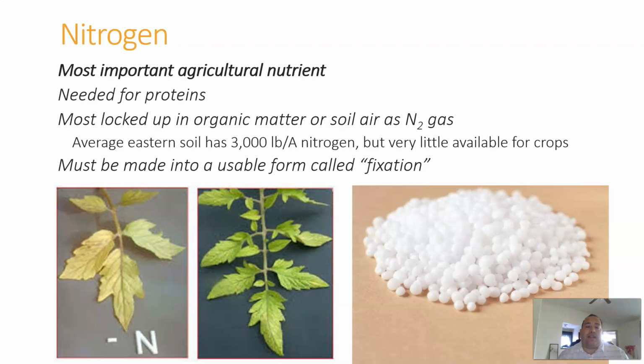Most of the nitrogen is locked up in organic matter or in the soil as inorganic N2 gas. So we need things in the soil that are going to be able to convert that N2 gas to a form we can use. If we have forgotten what that is, that's called fixation. When nitrogen is converted from an unusable form to a usable form, that's called nitrogen fixation. And on the right here is a picture of urea, a fertilizer that holds a good amount of nitrogen.